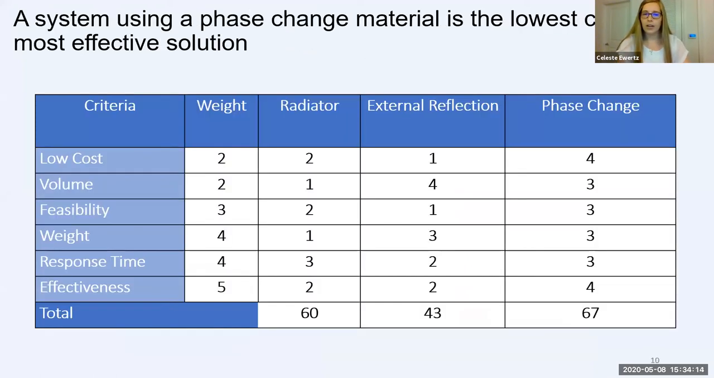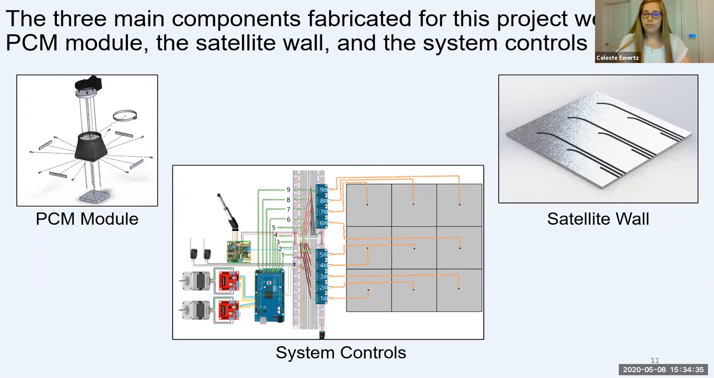So once we had our three designs, we went back to our decision matrix and scored each of these respectively. As you can see, external reflection scored a total of 43, while the radiator scored 60, and the phase change scored 67. So ultimately, we decided to go with the phase change concept. All right, so our project has three main components. We have our phase change heat absorption module, our sensor response system controls, and our satellite wall.